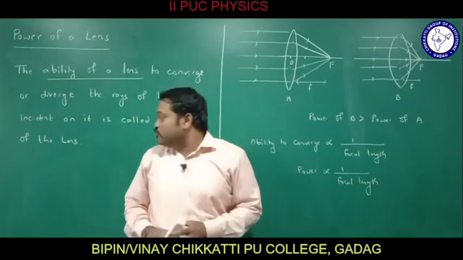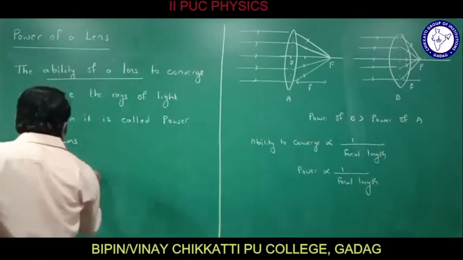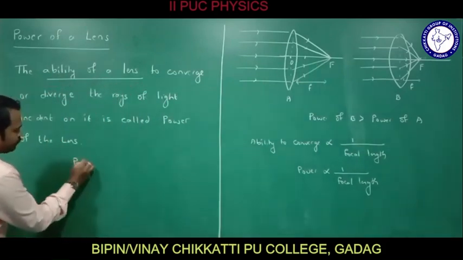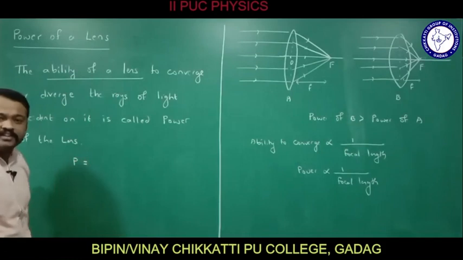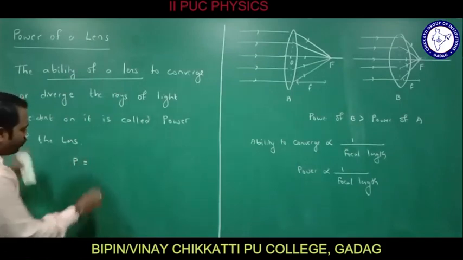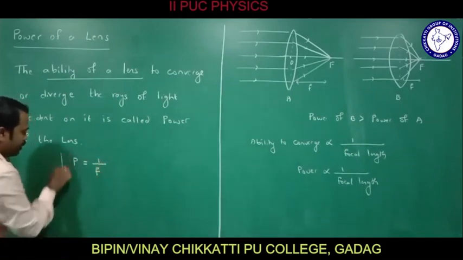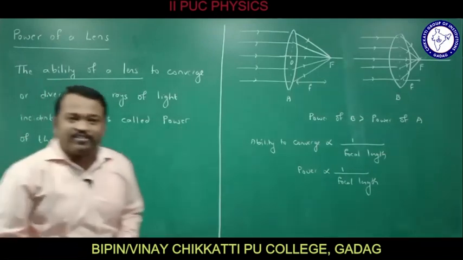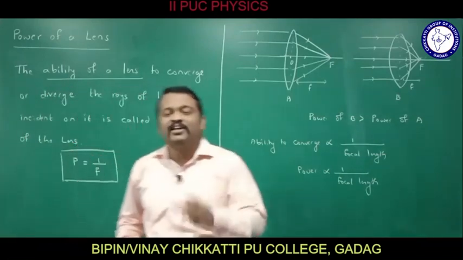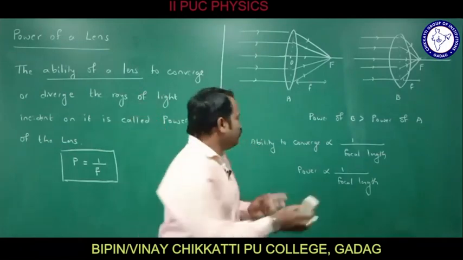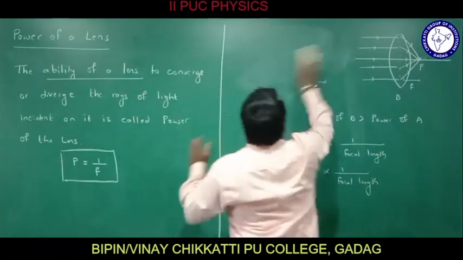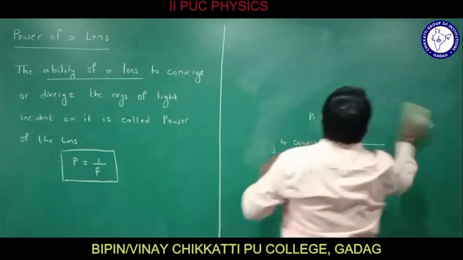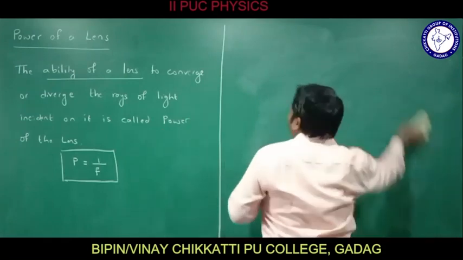Okay, so the ability of the lens to converge or diverge. Then we get the formula for the power of the lens. The formula for the power of the lens is 1 divided by F. So this is the formula for the power of the lens. What is the power of the lens? It is the ability of the lens to converge or diverge the rays of light incident on it. That is called the power of a lens.